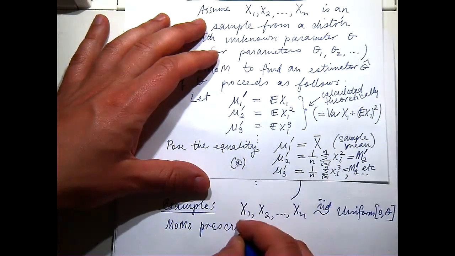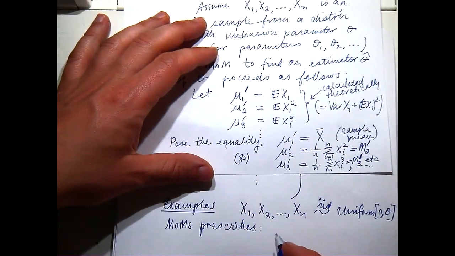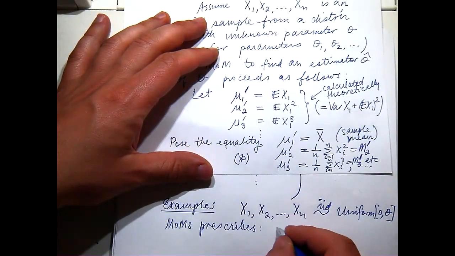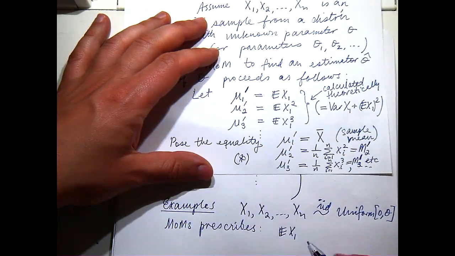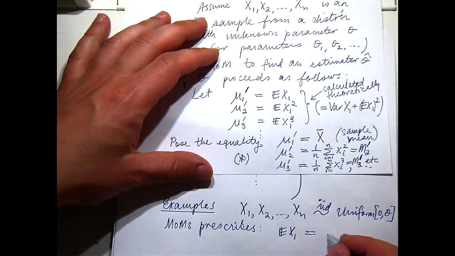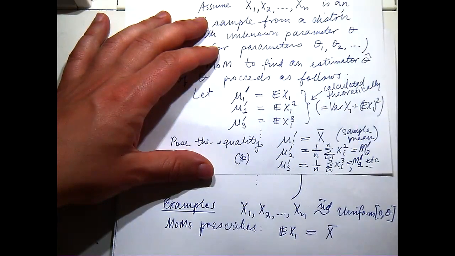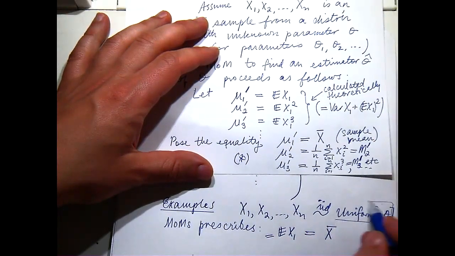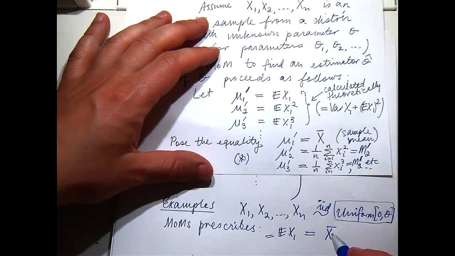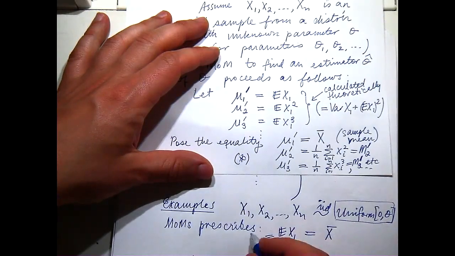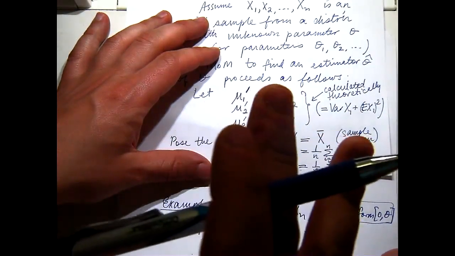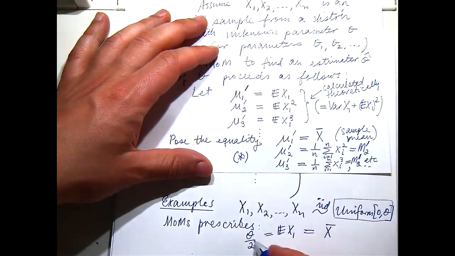It prescribes that we should put mu1 prime, which is of course the expected value of any of the observations, equal to X bar. And I would continue if I needed to do more, but what is the expected value of X1? Can anyone tell me the expected value of a uniform 0 to theta? That's right, everyone said theta over 2. Many ways to do that, but of course it's theta times a uniform 0,1, which has mean 1/2. So theta over 2 is the expected value.